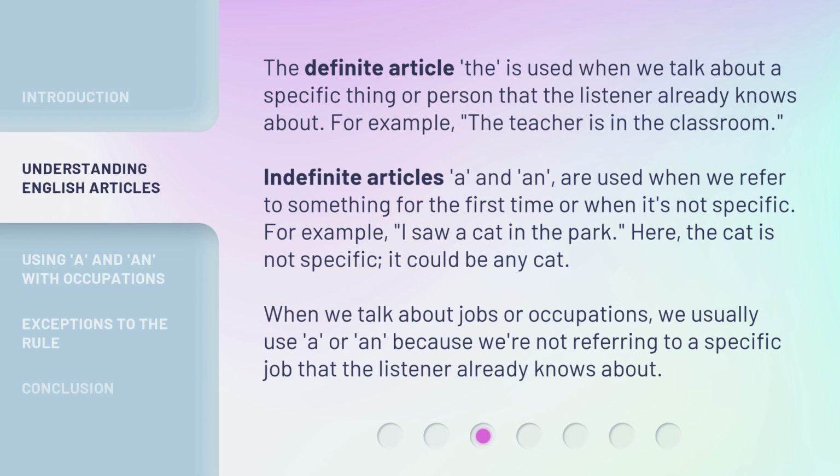Indefinite articles, a and an, are used when we refer to something for the first time or when it's not specific. For example, I saw a cat in the park. Here, the cat is not specific. It could be any cat. When we talk about jobs or occupations, we usually use a or an, because we're not referring to a specific job that the listener already knows about.